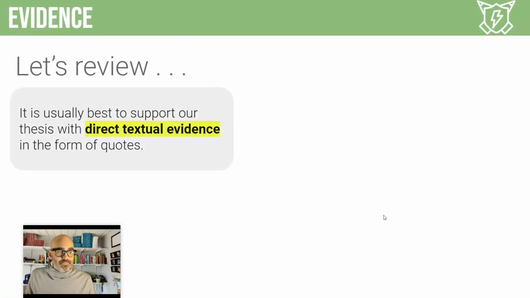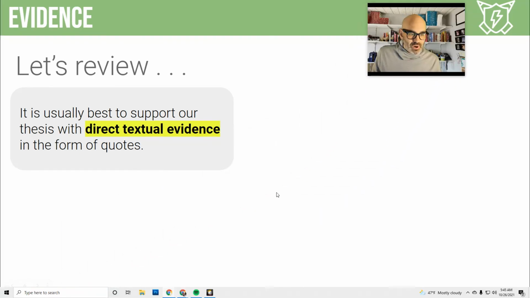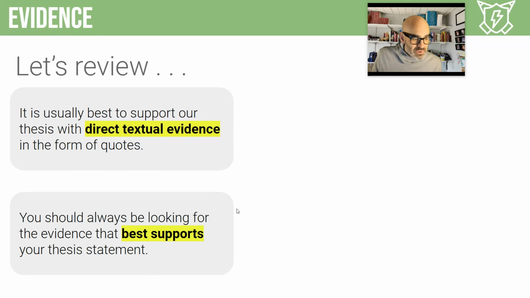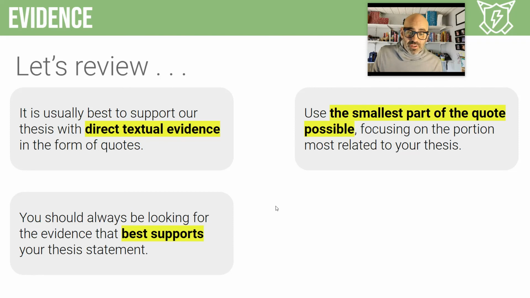Let's wrap things up. It's usually best to support our thesis with direct textual evidence in the form of quotes. So in general, when you're writing an essay, you should be looking for quotes from the story, not just paraphrasing. You should always be looking for the evidence that best supports your thesis statement. So look for those keywords and think about how you can then find things related to those keywords in your thesis statement. Use that to help guide you. Use the smallest part of the quote possible. So just use quotes that relate to your thesis. And once you find those quotes, try to narrow it down to just the part of the quote that is directly related to that.